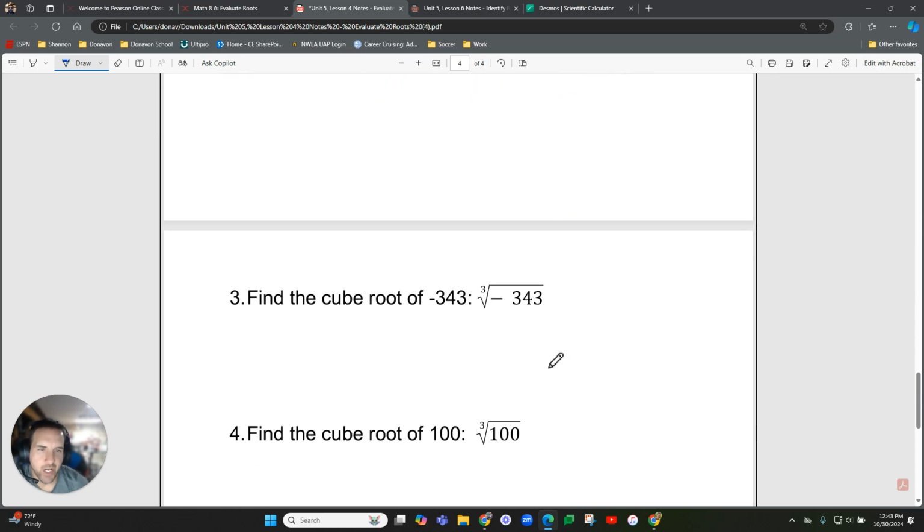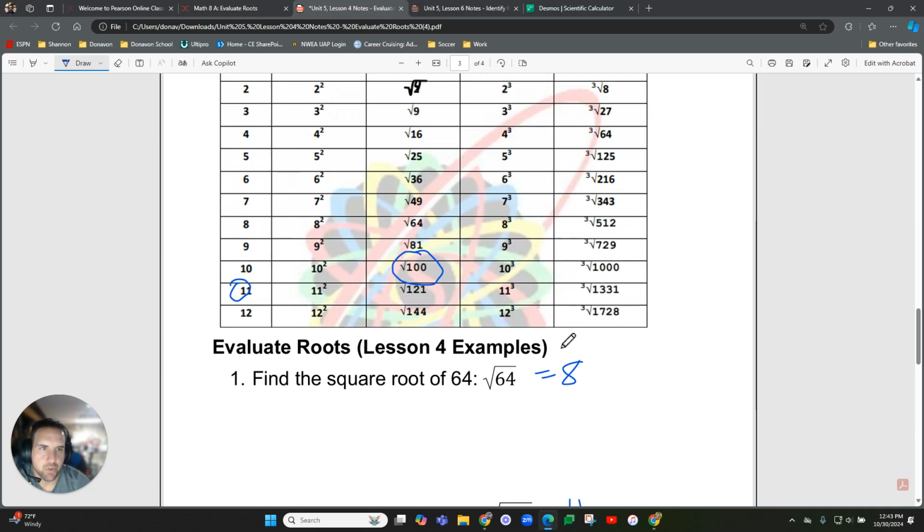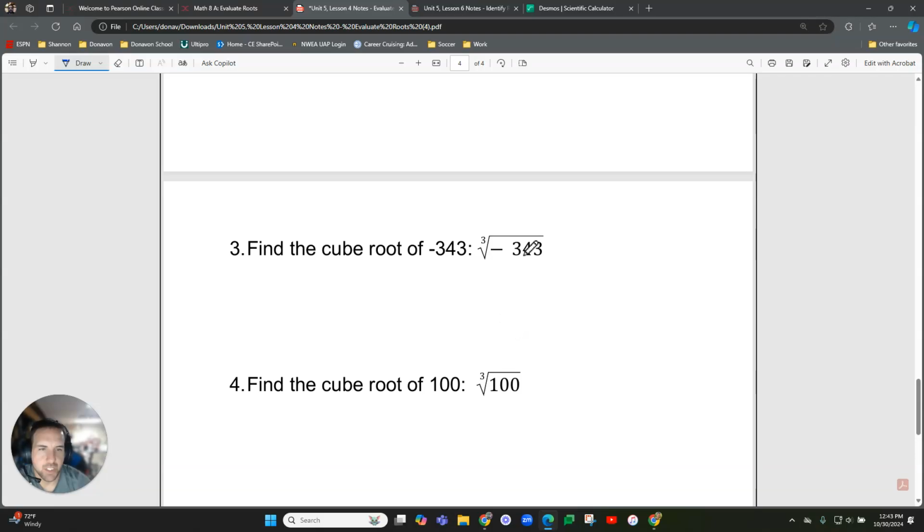All right, the cube root of negative 343. So if we look at 343, that is equal to 7 cubed. So the cube root of negative 343 is negative 7. If you think about that, what that means is that negative 7 times negative 7 times negative 7 is equal to negative 343, which in fact it is. So the cube root of negative 343 is negative 7.